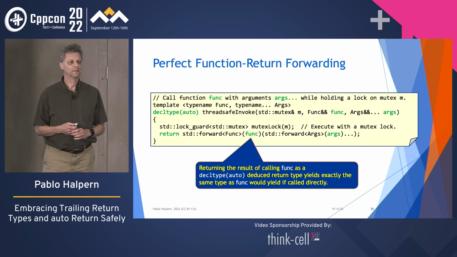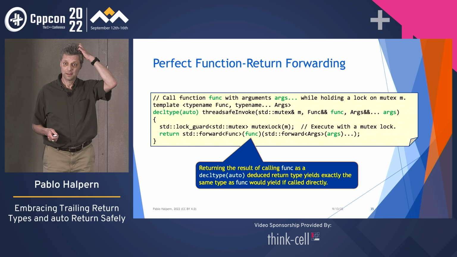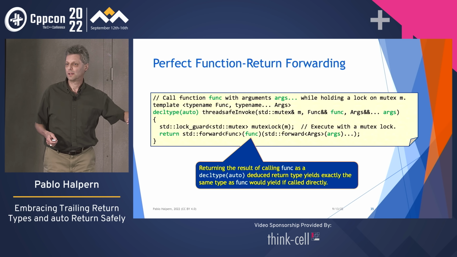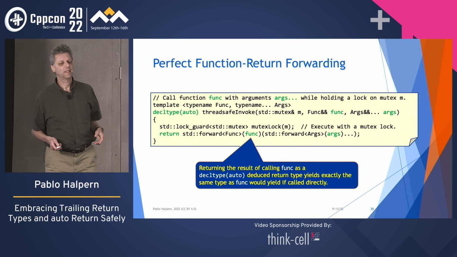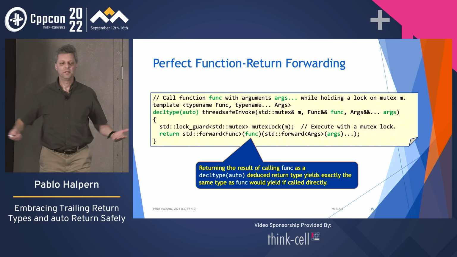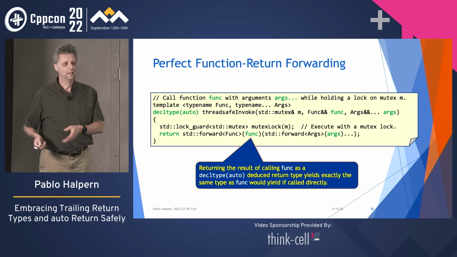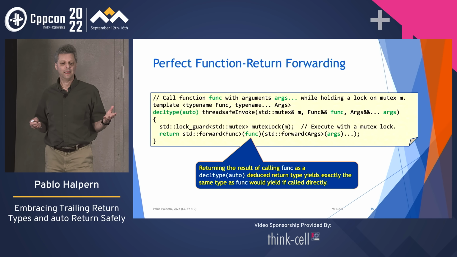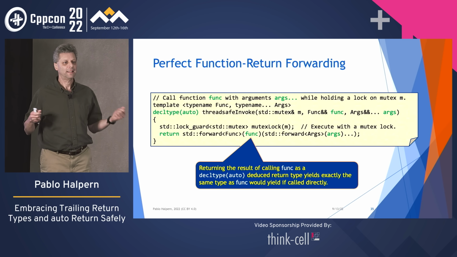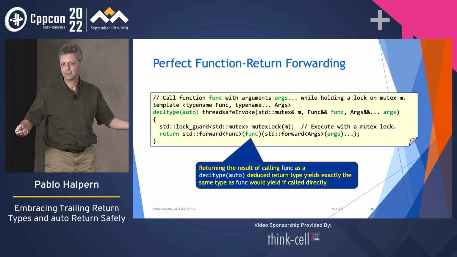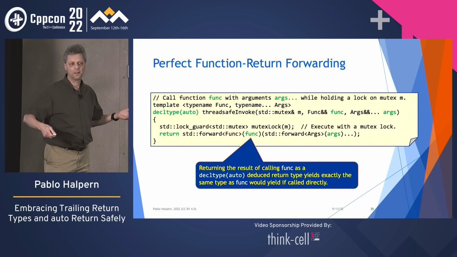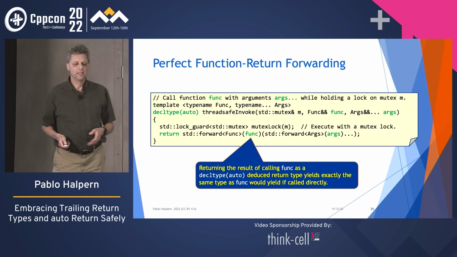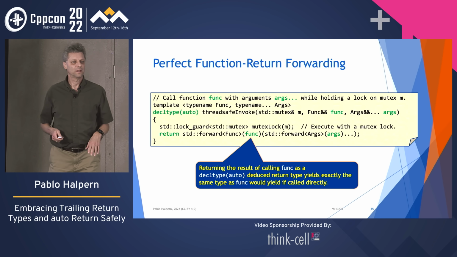Another use case. Perfect function return forwarding. Suppose we want to call a function, but we want to do something before we call it, maybe do something after we call it, or both. In this case, what we want to do is grab a mutex lock before we call the function, and then release the lock when we're done. Well, when we do that, we want to make sure that we get exactly the same result we would get if we just called the function directly. Just because we're grabbing a mutex lock doesn't change the return type, same as if we were logging or something like that. So this is a function wrapper, or a function that wraps another function.